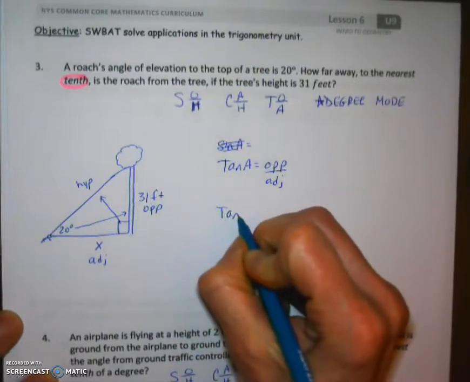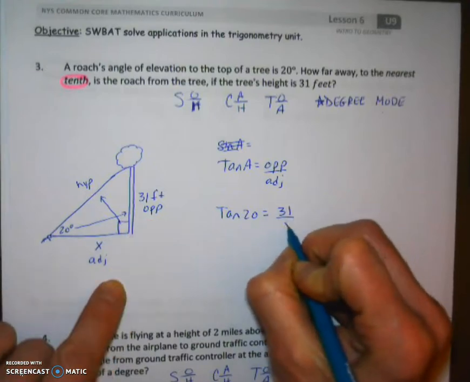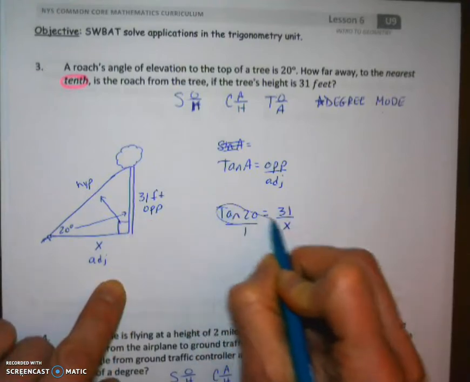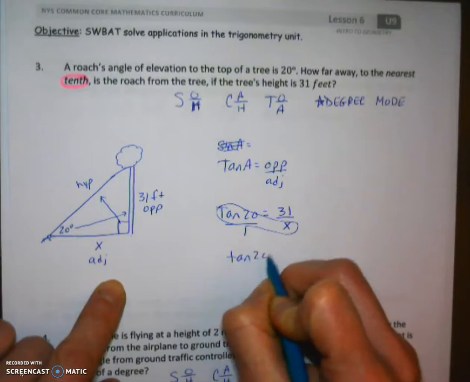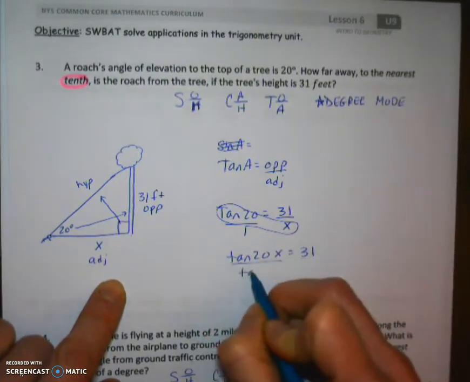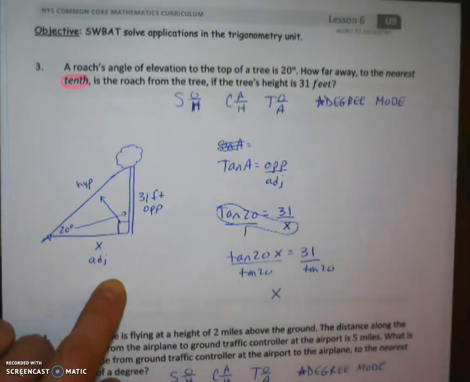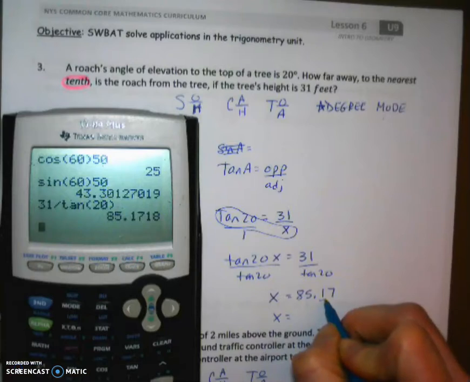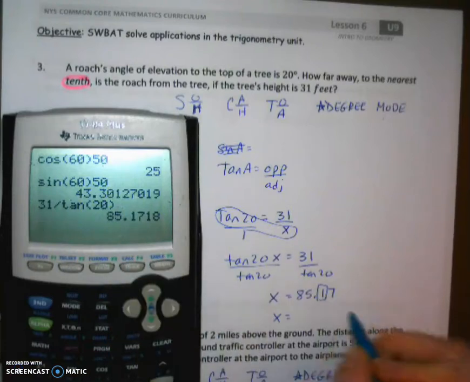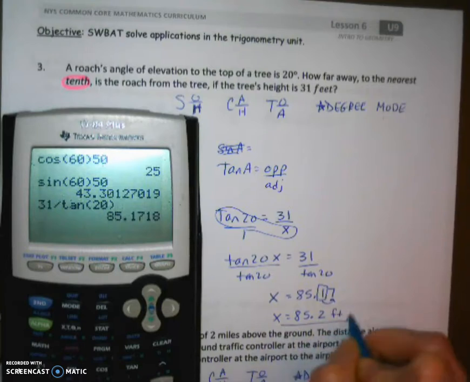So I'm going to fill in the information I have. The tangent of 20 degrees is equal to the length of the opposite side over the length of the adjacent side. When I form my proportion and I cross multiply, notice here I get the tangent of 20 times x equals 31. So to solve for x, I have to divide by the tangent of 20. So then you're going to type that into your calculator and get your answer. So I see that my answer is 85.17. Since I'm rounding to the nearest tenth, the number after the 1 is 7, so it's more than 5. So my final answer is 85.2 feet.